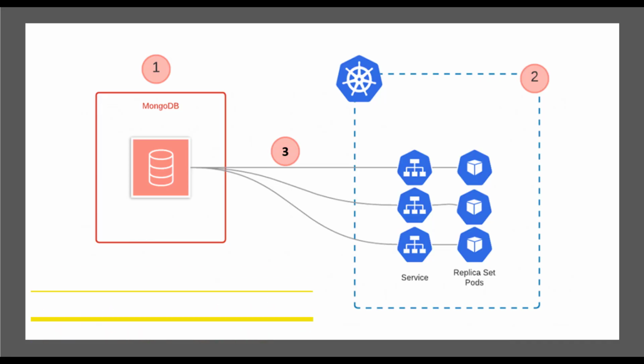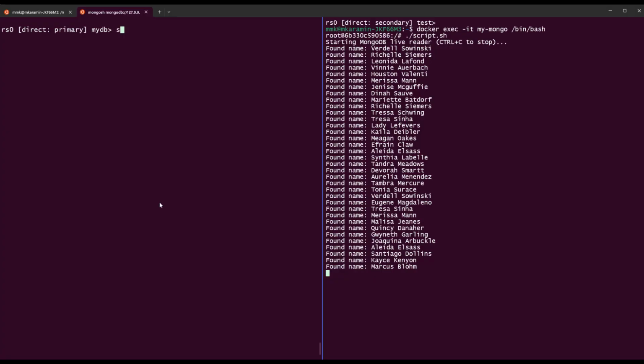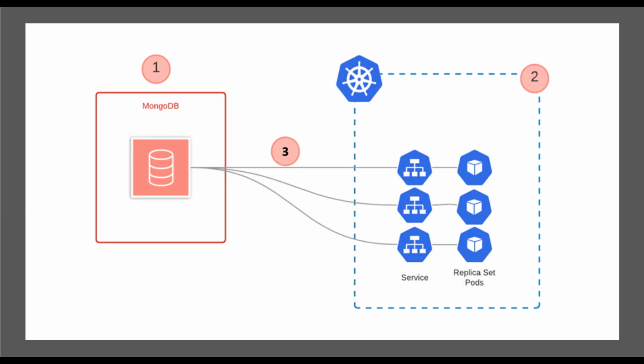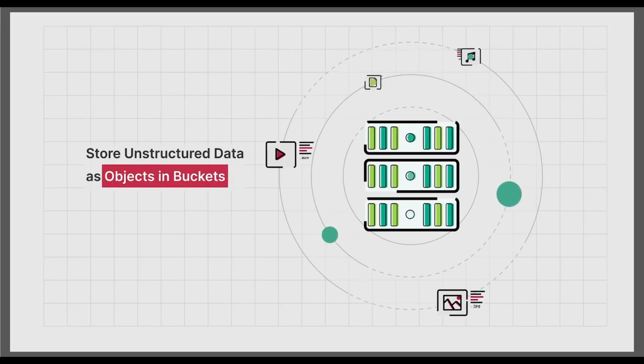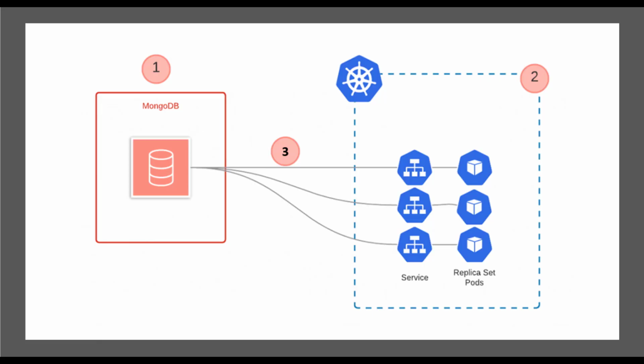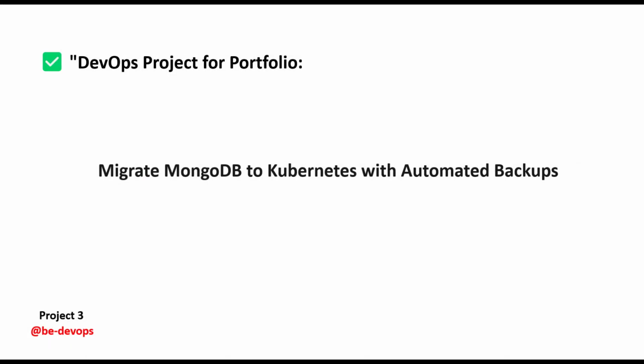In this video, we will migrate a running MongoDB database from on-prem to a Kubernetes cluster with zero downtime. We will also make it production ready and automate backup to MinIO, a self-hosted S3 compatible object store. Everything will be done without Helm, so you see every detail clearly. Let's dive in. Here is the project we are going to work on today.